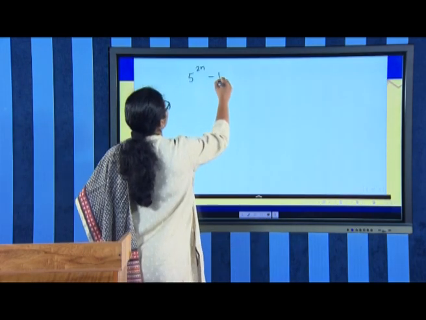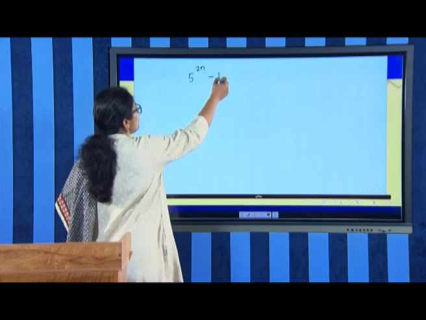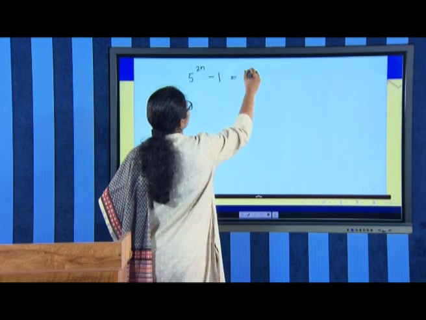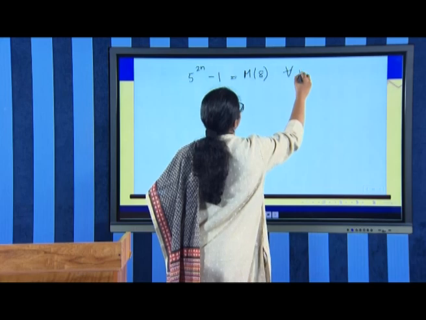5 power 2n minus 1 is divisible by 8, which means 8 divides this number, or this is a multiple of 8. This is what we are going to establish for every natural number n.